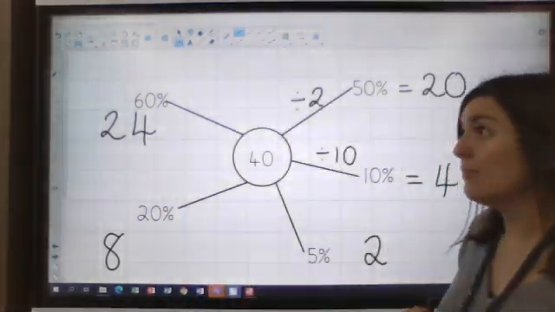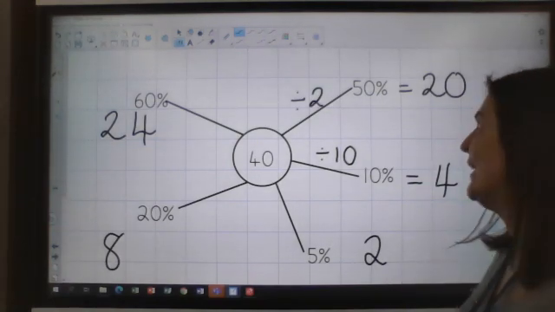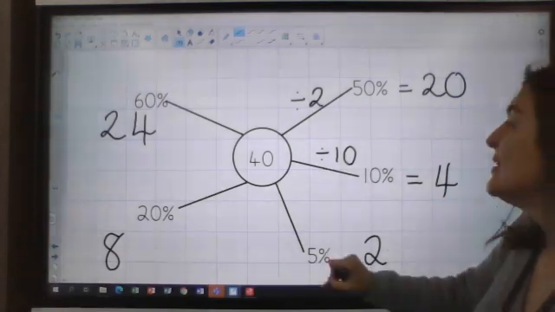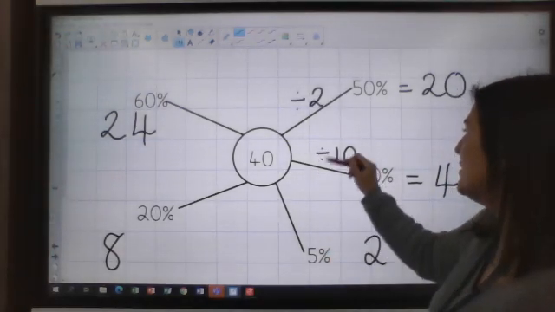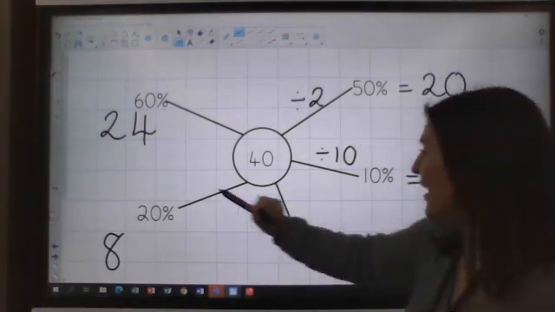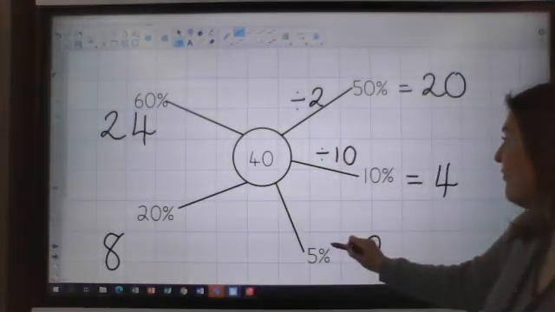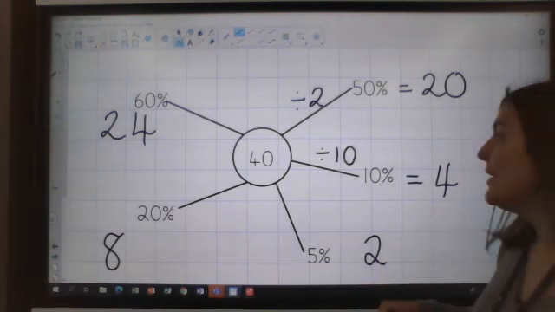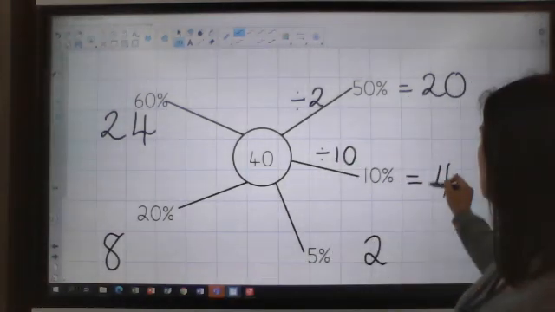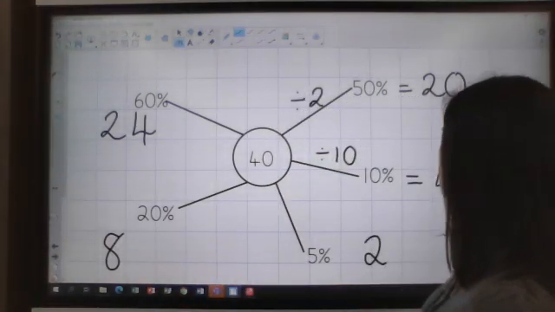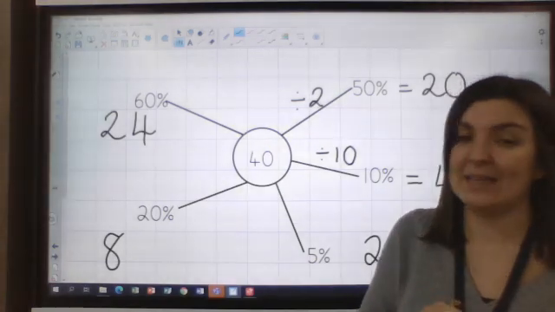Okay, so let's just quickly go over that again. To find 50%, you just need to halve. To find 10%, you divide by 10. Then once you've got 10%, you can find out all of these. To find out 5%, you halve 10%, so I halved 4. To find out 20%, I multiplied 10% by 2. To find 60%, I multiplied 10% by 6.